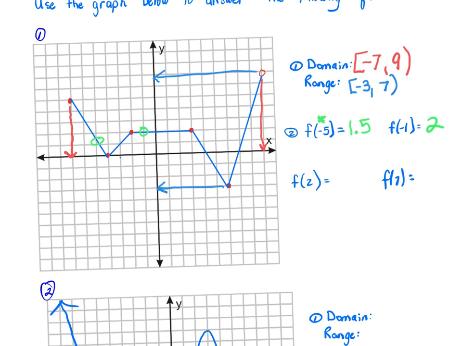When it says f of +2, so I go right here to +2 and I come up, what's the y value there? It happens to be 2. Okay, good. F of 7, 1, 2, 3, 4, 5, 6, 7. What's the y value when x is 7? 0.